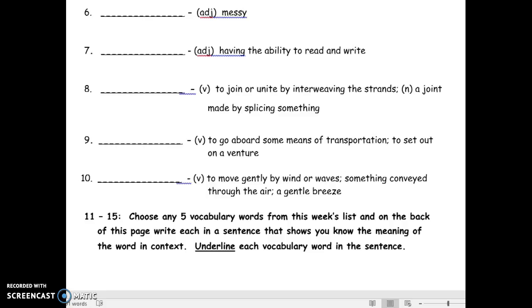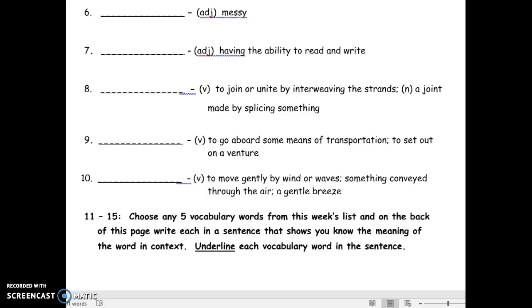Number 7 is an adjective that means you have the ability to read and write. Number 8 is a verb that means to join or unite by interweaving strands. When using this word as a noun, it means a joint that's made by splicing something.